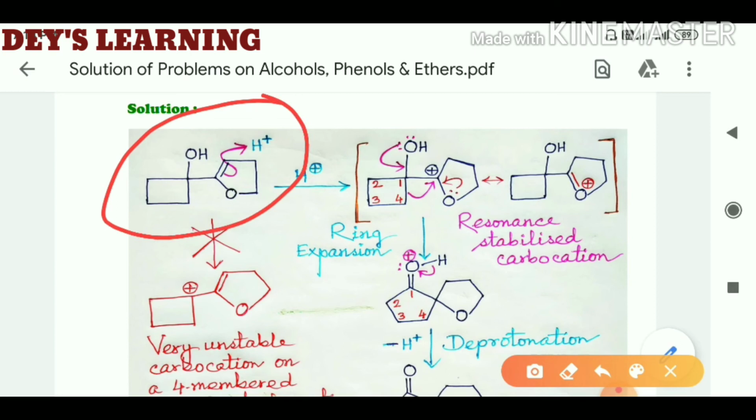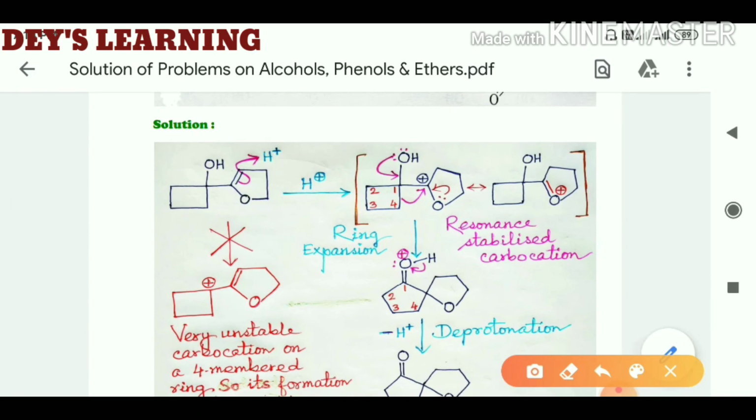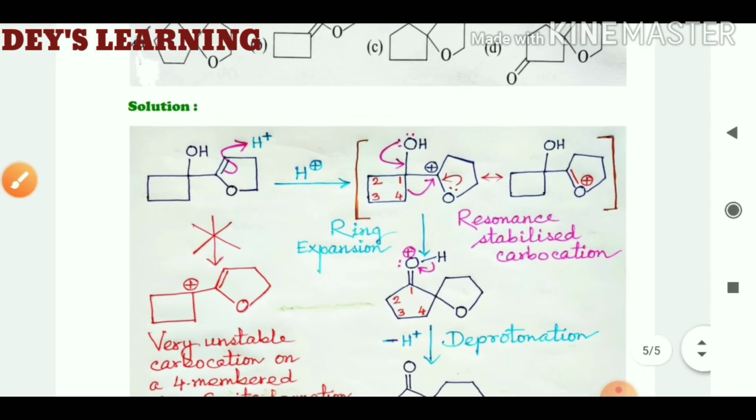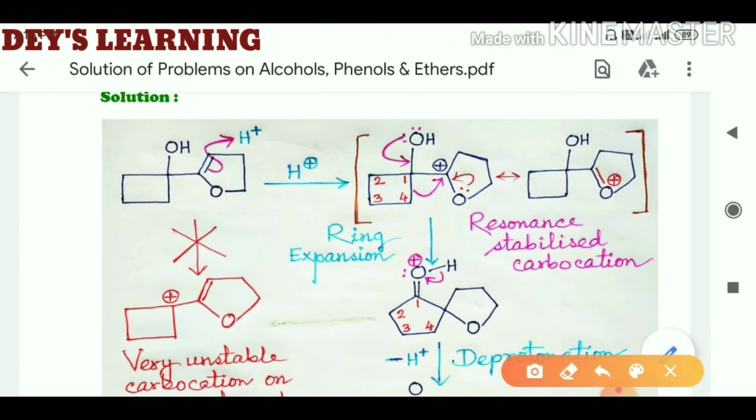Take a look at this molecule. There are many possibilities, because there is one oxygen here, ether oxygen. Here is one hydroxyl group. There is a double bond. So protonation can occur from 3 sides actually. But what will be the outcome? What will be the best possibility to proceed this reaction?